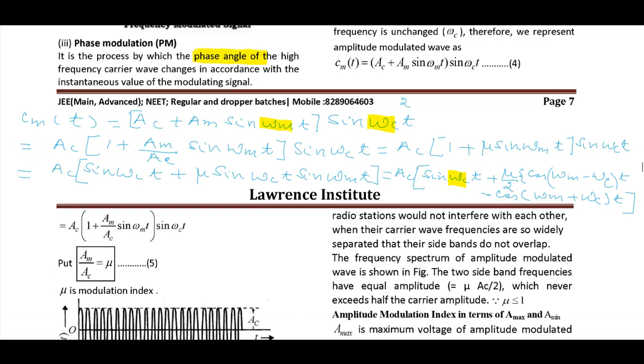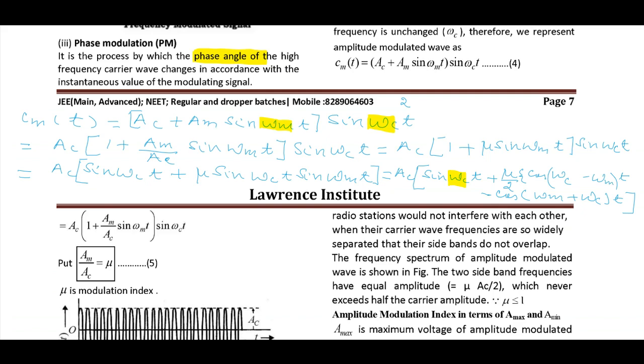Why am I doing this? Because omega c is a very high frequency, and that doesn't make much of a difference. Also remember this: why does that not make a difference? Because cos(-theta) is cos theta. This is omega c minus omega m.